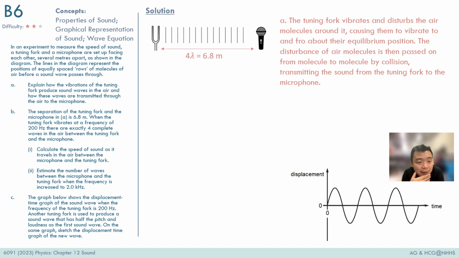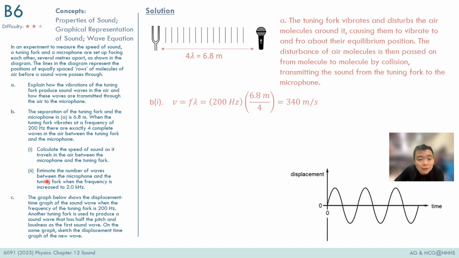Now, in part B, you're given that between the tuning fork and the mic, there are 4 complete waves as shown here. So 4 complete waves is basically just 4 times wavelength. And the distance between these two is 6.8 meters. So immediately I can figure out what's the wavelength. If I know the wavelength to be 6.8 meters divided by 4, I can use the wave equation to figure out what is the wave speed, because the frequency is given to me as 200 Hertz over here.